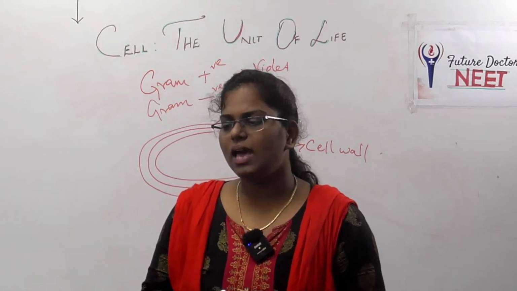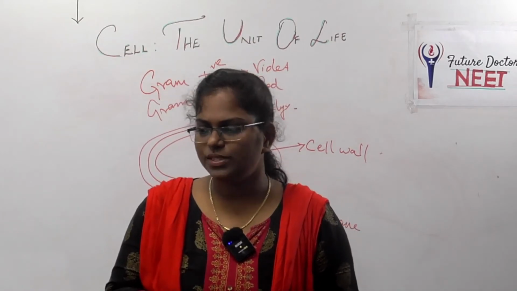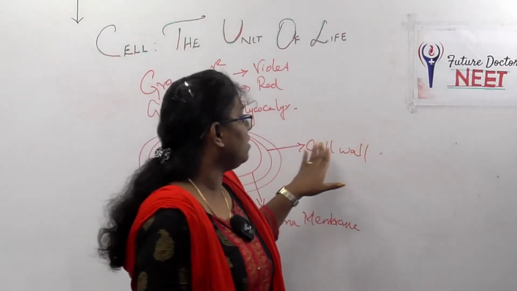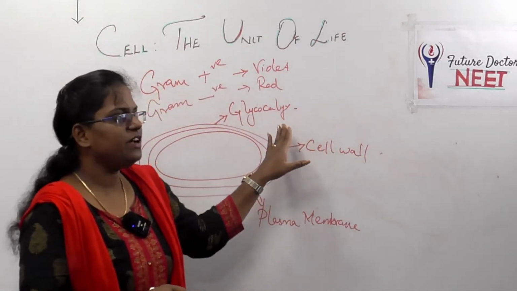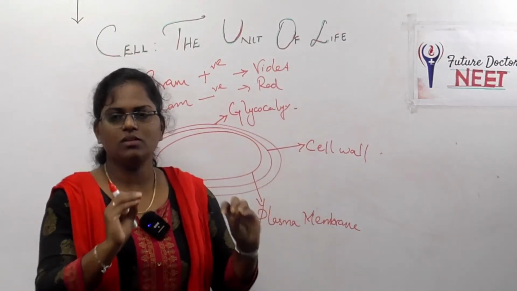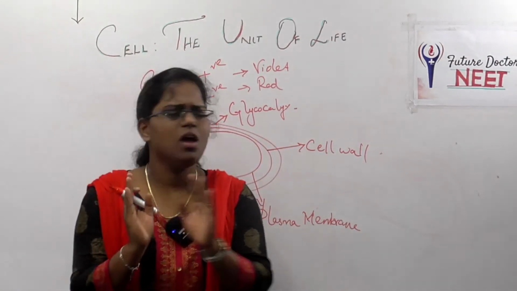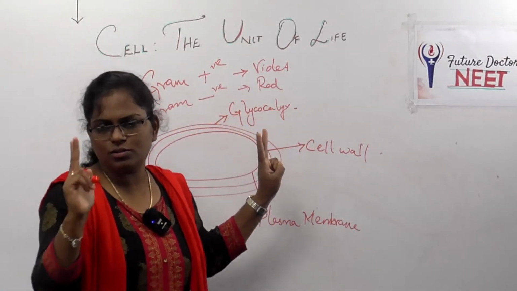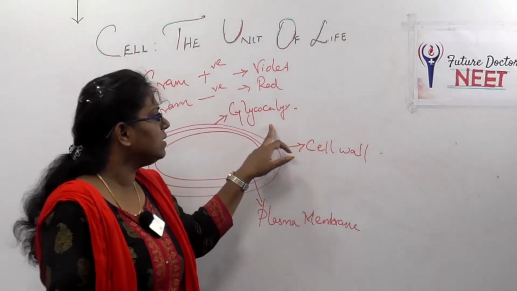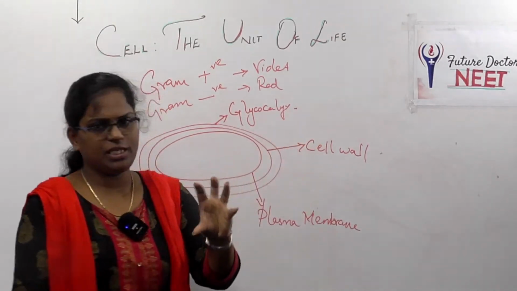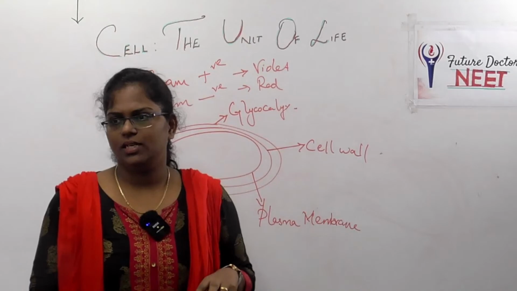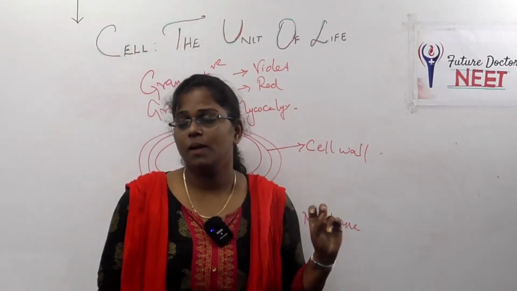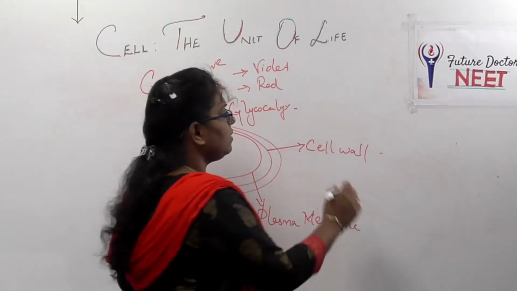And glycocalyx differs in composition and thickness among different bacteria. So glycocalyx has some compositions, and we are going to see what they are. Just two compositions that glycocalyx has. It could be a loose sheath or a thick and tough sheath. The loose sheath is called a slime layer.